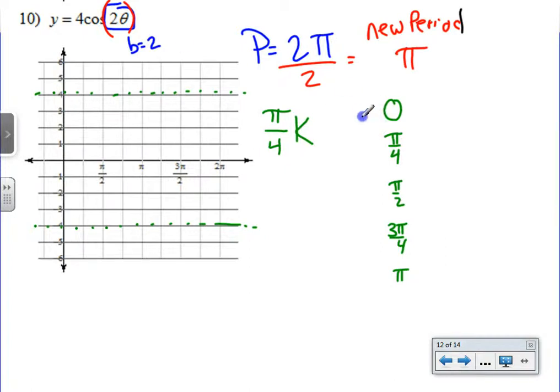Talk to me about cosine. Cosine starts where? Upper, and down to middle, down to lower, back to middle, back to upper. Okay. At 0, I should be on the upper line. Pi over 4 should be on the midline. Pi over 2 is lower. 3 pi over 4 is middle. And pi is upper. Now that's only 1 cycle. We obviously have more room here, so we need to continue the pattern.